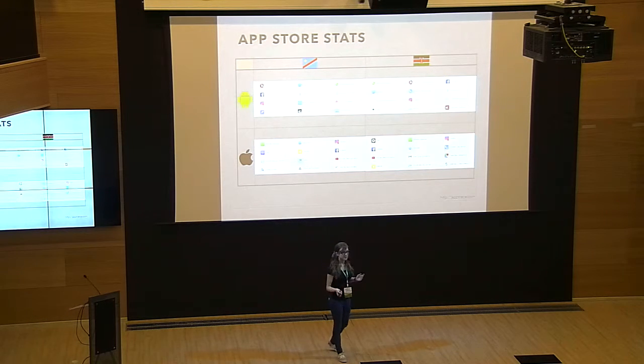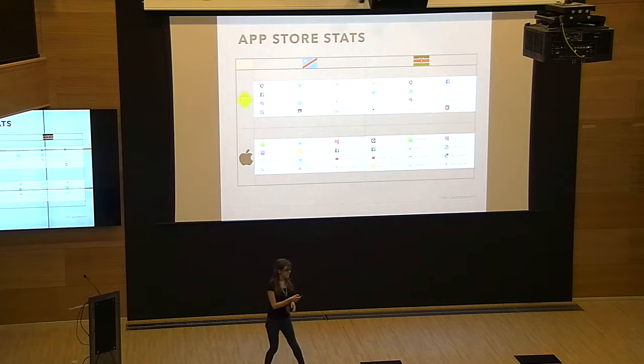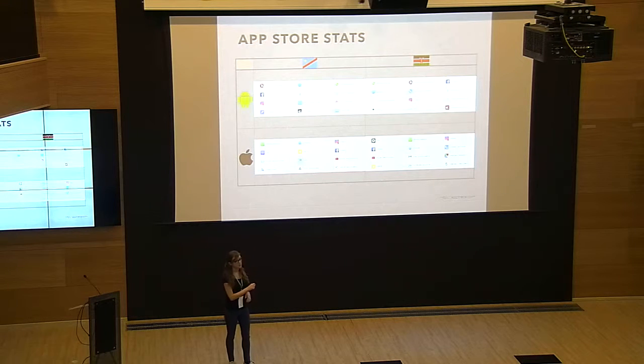Now, I've been telling you there's not enough internet, and then I go and show you, oh look, there's Viber, and there is free video calls. How does that make sense? Reminding you that this is the App Store and this is the Play Store.